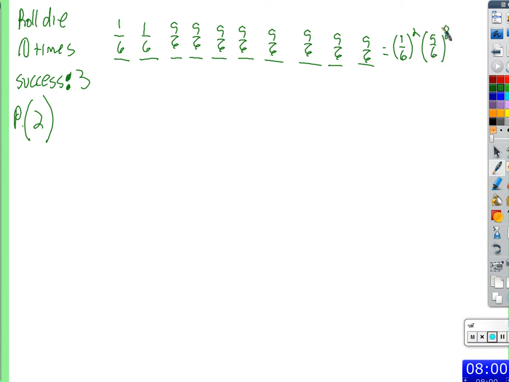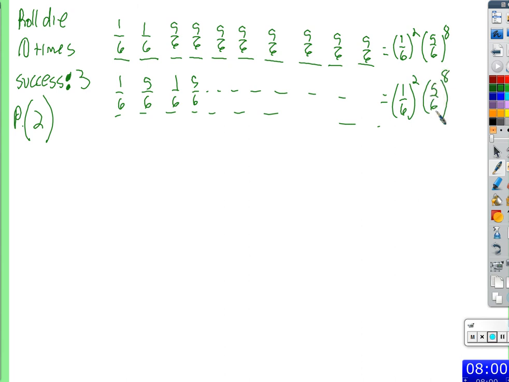But is that the only way to get 2 threes out of 10? No, here's at least one more. 1/6, then 5/6, so a 3, then a not 3, and then a 3. And all the rest are not 3s. What's the probability that that happens? The same. We got two 1/6s, and we got eight 5/6s that we're multiplying together. The thing is that there are over 90 different ways.